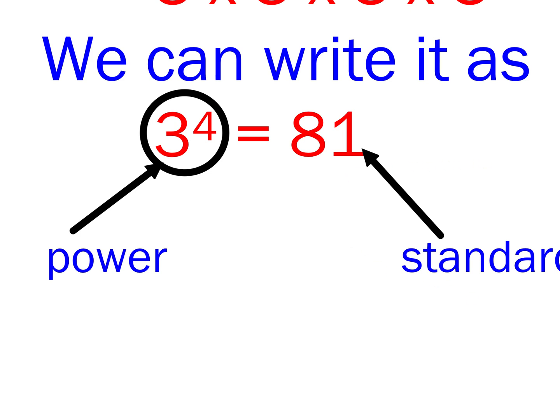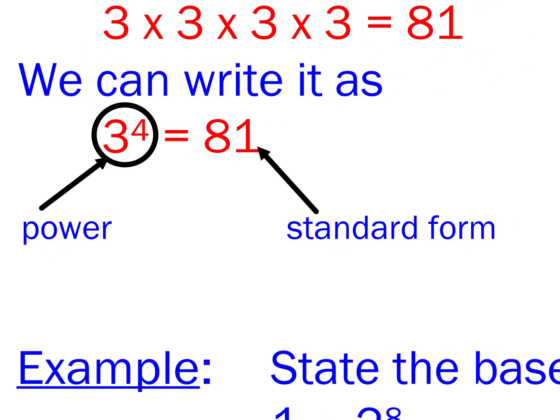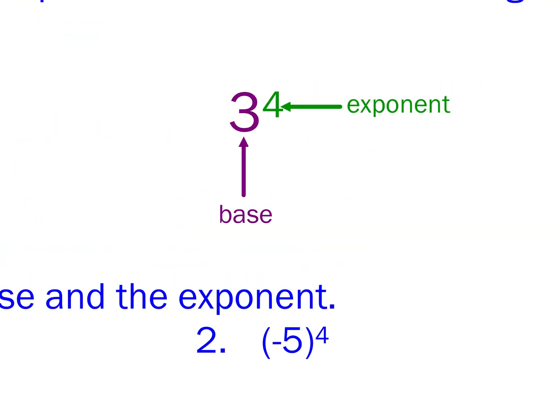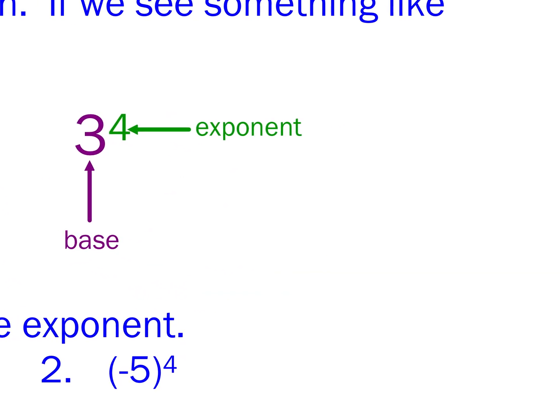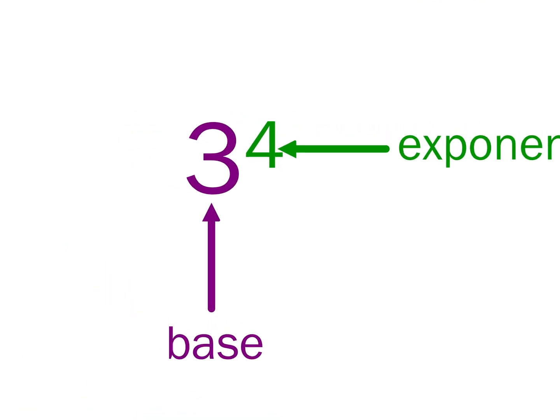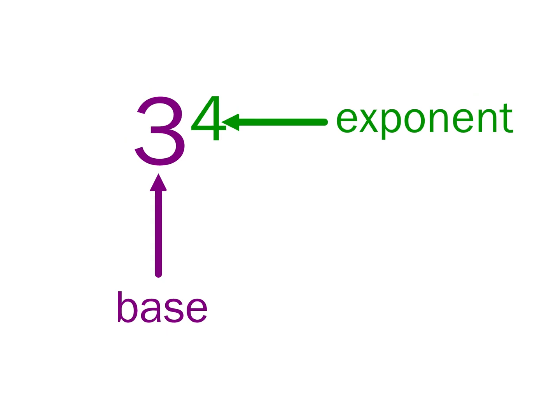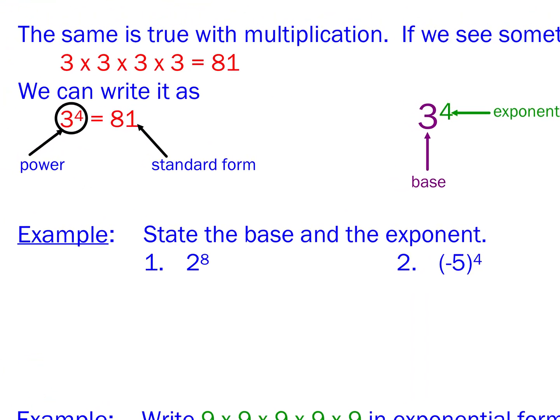So that would be standard form. Okay? Now, over here, it just highlights what I mentioned. That 3 is the base and 4 is the exponent. The way I would think about it is 3 is the thing that repeats, and 4 is how many times it repeats. So let's do some examples.